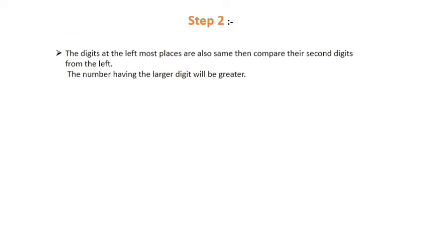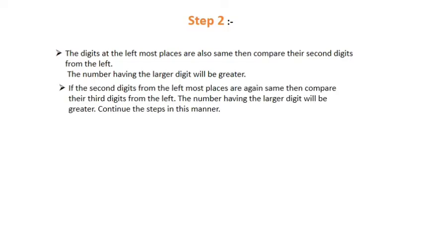Now let us see what is step number 2. In step number 2, the digits at the leftmost place are the same. When the digits at the leftmost place are the same, then we have to compare the second digit from the left. The number having the larger digit will be greater. If the second digits from the left are again the same, then we have to compare the third digit from the left. The number having the larger digit will be greater, and in this manner we have to continue our steps.